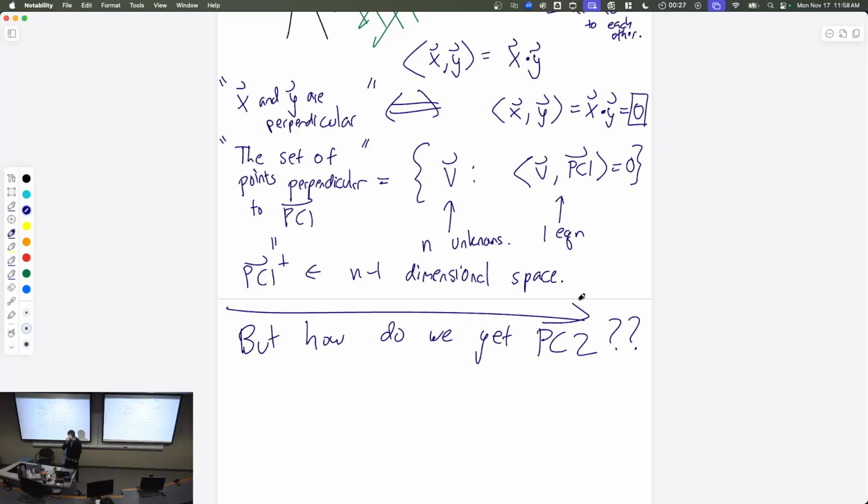Does anyone want to take a guess? You have this decomposition. You have PC1 plus the 16 other dimensions. How do you get PC2? What would you do? Yeah, you want to take a guess? Again, yeah, you just do it again.